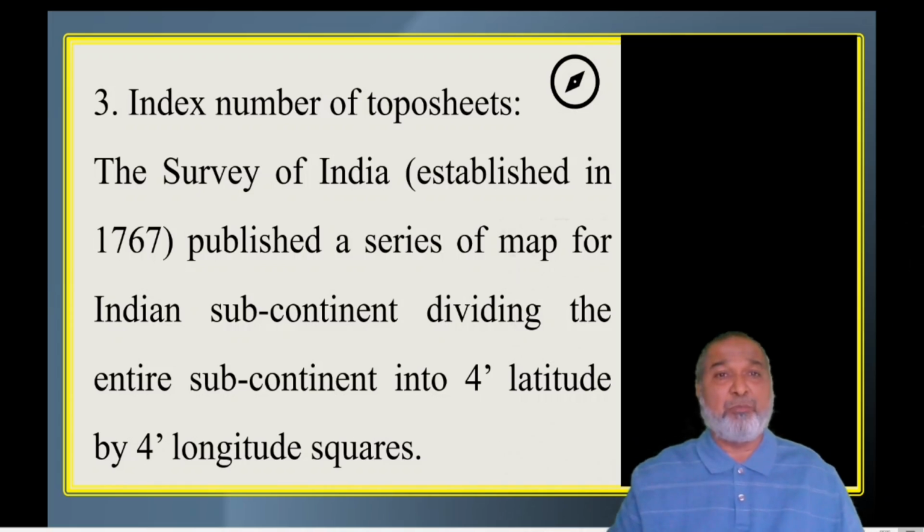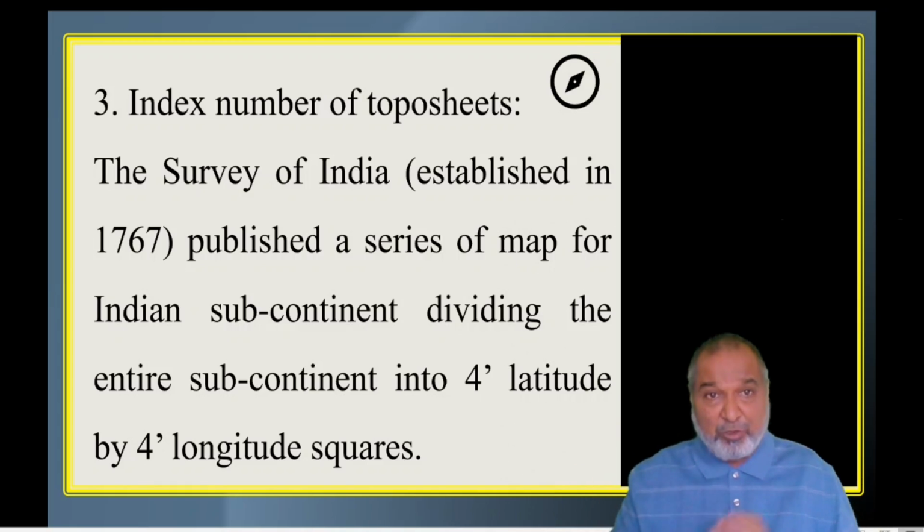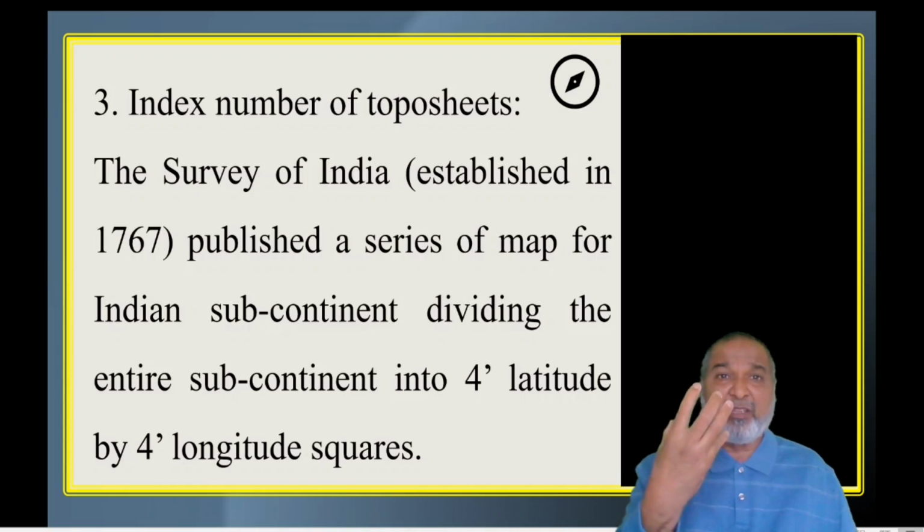Next, a very important one about the Toposheet is the index number. Every map has been indexed. For example, in Pune district, if you want a Pune map, you first have to search for the Toposheet number. What is the Toposheet number of Pune? Then which particular part you want: north, south, east, west, or northeast, southwest, whichever part you require. You have to locate that depending upon what you are going to look at in that particular map. So we have to have the index.